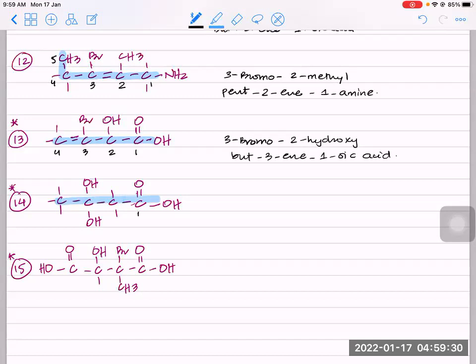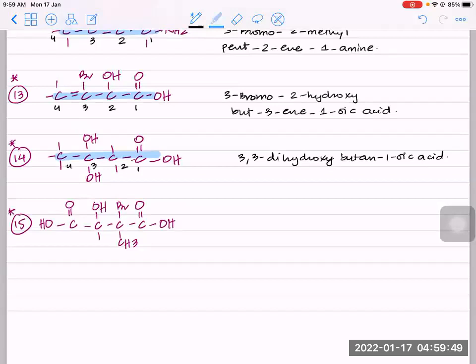So again, acid is the most important. So 1, 2, 3, and 4. On carbon 3, you have 2 alcohols. So you will call it 3, 3 dihydroxy. And main chain is 4 carbons. So this will be butane 1 oic acid or butanoic acid.